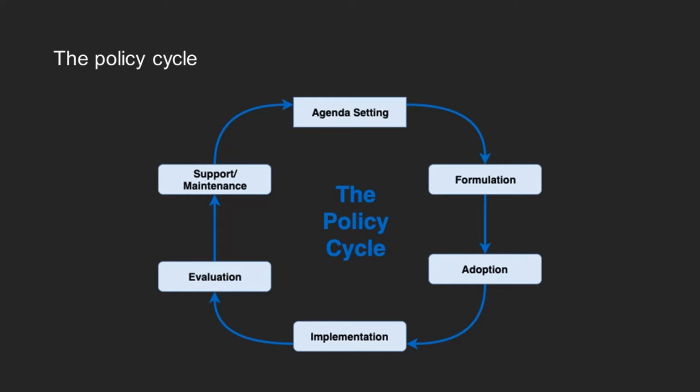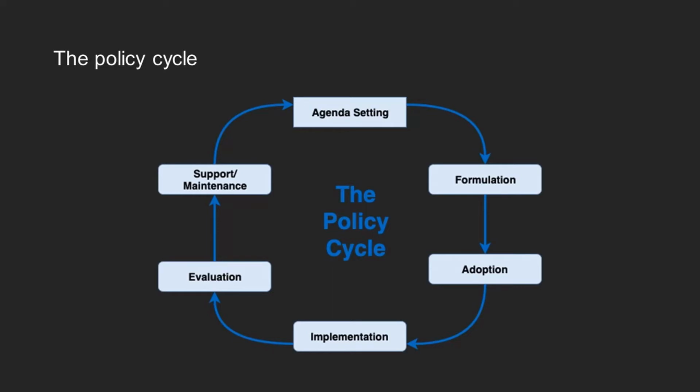Then at some point there's the stage of adoption, which is when, for example, the parliament has to adopt a policy. Then you have the implementation, usually done by bureaucrats and NGOs and associations. Then you have the evaluation of those policies, and then you have the support and maintenance of those policies. And that's all of policymaking processes.